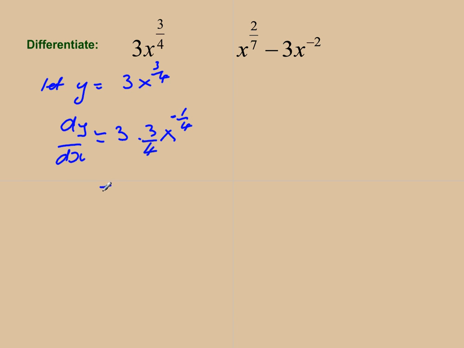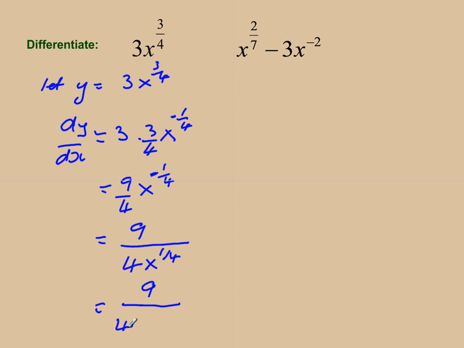And then you've got here 9/4 x to the -1/4, which then is 9/4 x to the quarter, which is fine. Or if you wanted to put it into surd notation, that'd be 9/4 fourth root of x.